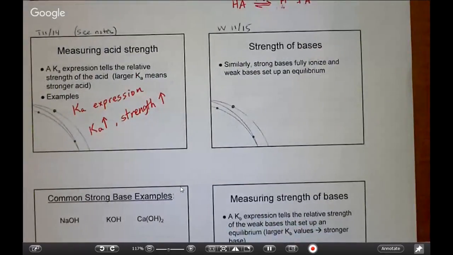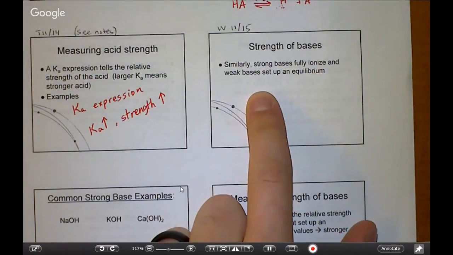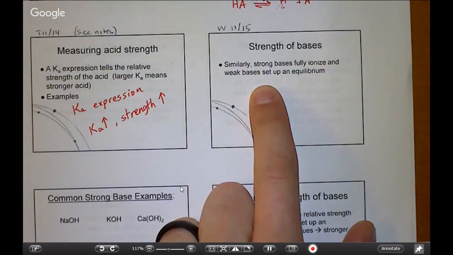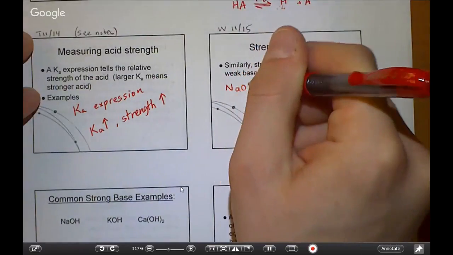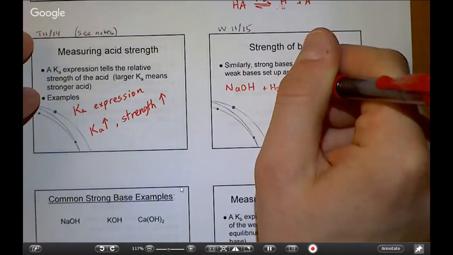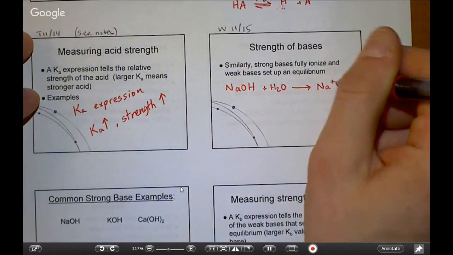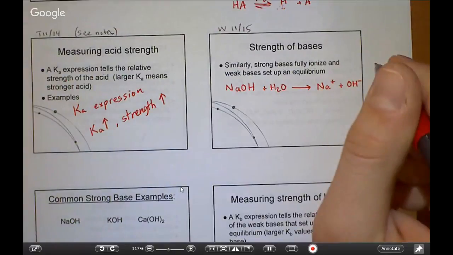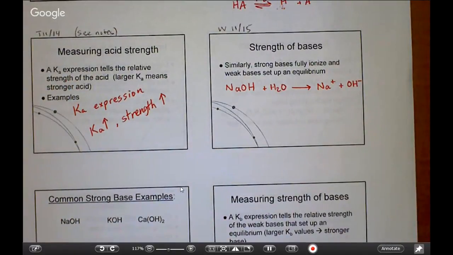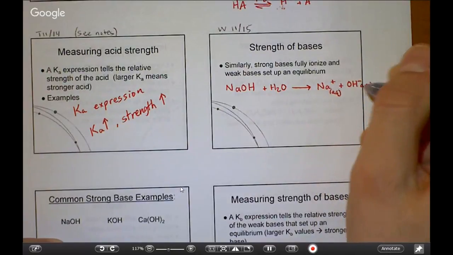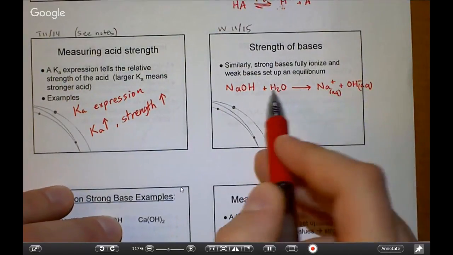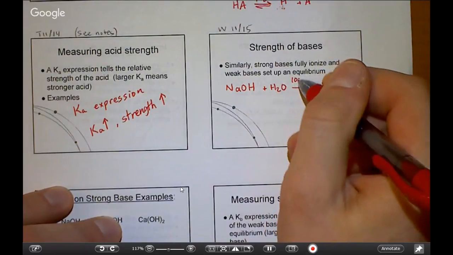All right, folks, let's take a look here. So, strength of bases. It says similarly to weak acids, strong bases fully ionize. So we'd see something like sodium hydroxide, which is a strong base, plus water, will completely ionize. And because we're saying it's in water, these are both going to be aqueous. That's where the rest of the water comes in. So that single arrow completely ionizes, so it's 100% ionization.